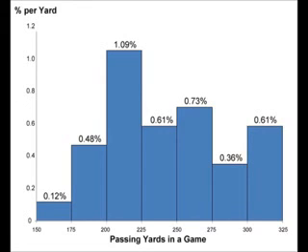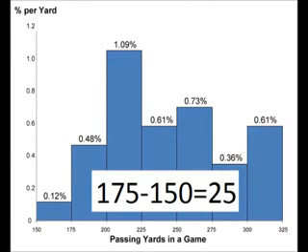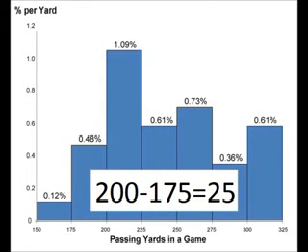Base length and category widths. By taking any one of these rectangles, we can find the width by subtracting the left-hand boundary from the right-hand boundary. 175 minus 150 equals 25, or 200 minus 175 is 25. So the base length for the rectangle bars is 25.